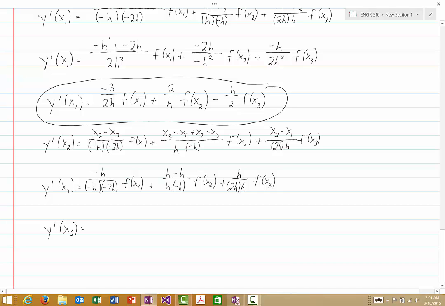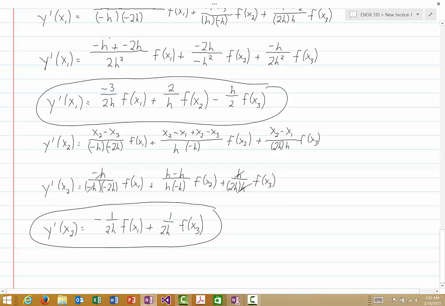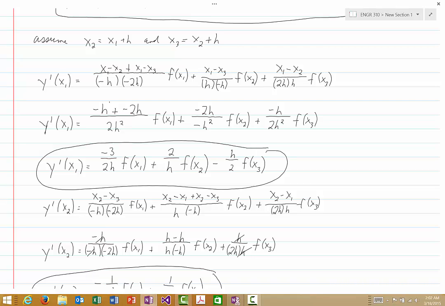And notice that the middle term here, we have h minus h, which of course is 0, so it will go away. And then for the first term, we have negative h canceling. For the last term, we have h and h canceling. And so we get minus 1 over 2h times f of x1 plus 1 over 2h times f of x3. And this would be our numerical differentiation formula for the derivative of our function at x2, where once again the assumption is that x2 is right in the middle between x1 and x3.